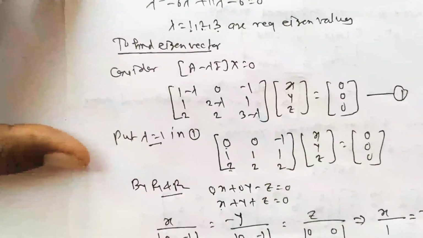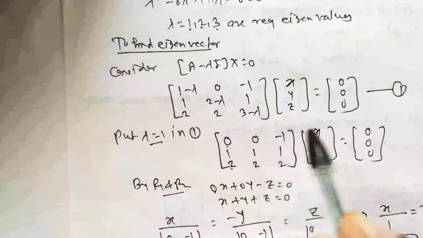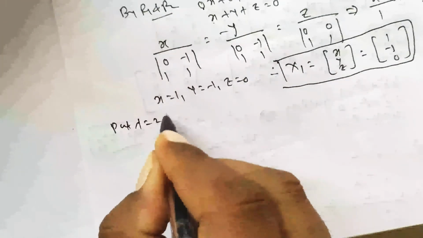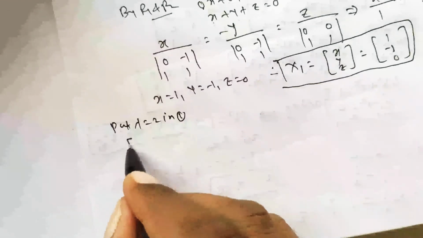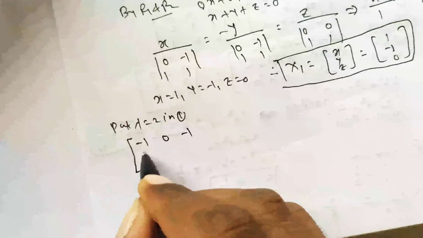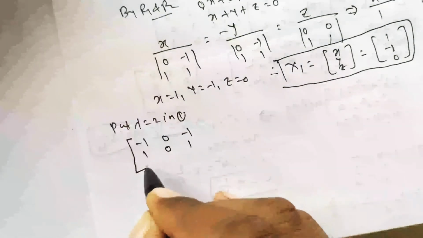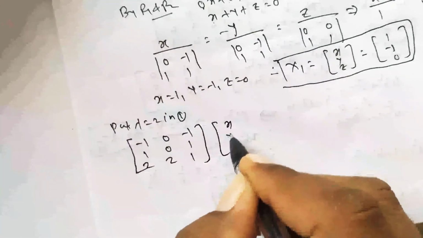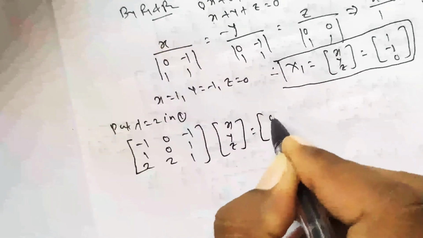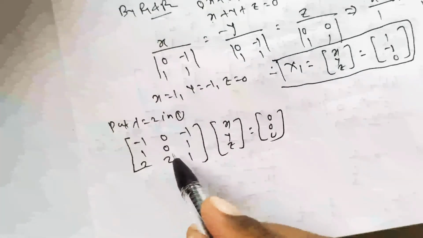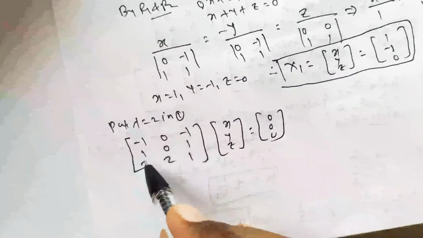Okay, then the second eigenvalue is lambda equal to 2. So for lambda equal to 2 we have to find the second eigenvector again. So put lambda equal to 2 in equation 1. If you put lambda equal to 2 in 1, then equation 1 becomes 1 minus 2 is minus 1, 0, minus 1; 1, 2 minus 2 is 0, 1; 2, 2, 3 minus 2 is 1; into x y z is equal to 0 0 0. Now after this, consider any two distinct rows again. If you observe, R1 and R2 are both the same here, because if you multiply R1 then we will get R2.